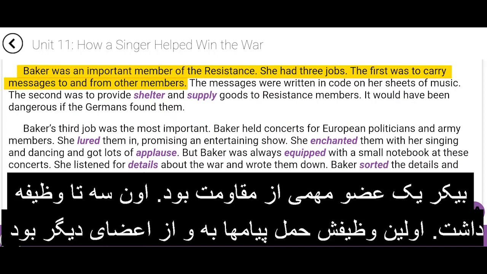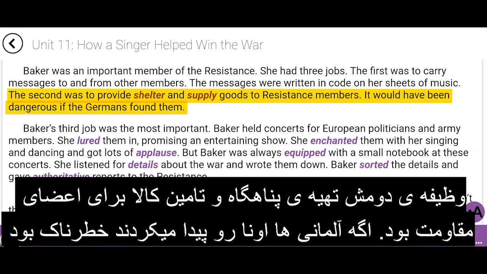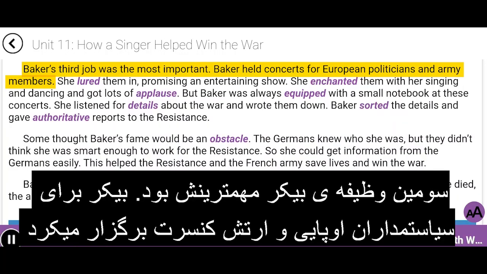She had three jobs. The first was to carry messages to and from other members. The messages were written in code on her sheets of music. The second was to provide shelter and supply goods to resistance members. It would have been dangerous if the Germans found them. Baker's third job was the most important.